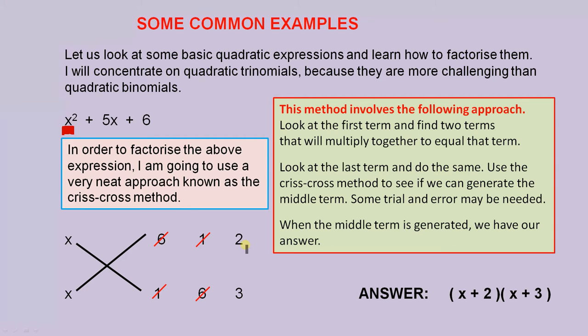Two other numbers that multiply together to give you 6 are 2 and 3. Let's see if they're suitable by using the crisscross method. 2 times x is 2x. 3 times x is 3x. 2x plus 3x is 5x. And that generates the middle term. So 2 and 3 are suitable. They are the numbers that we want.